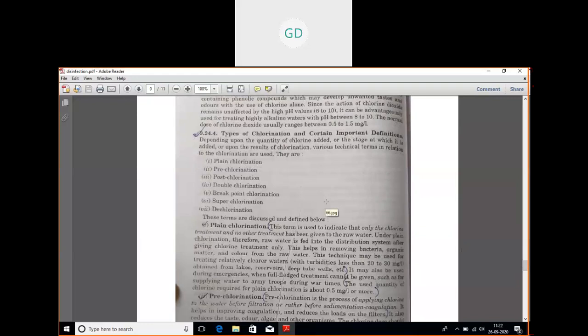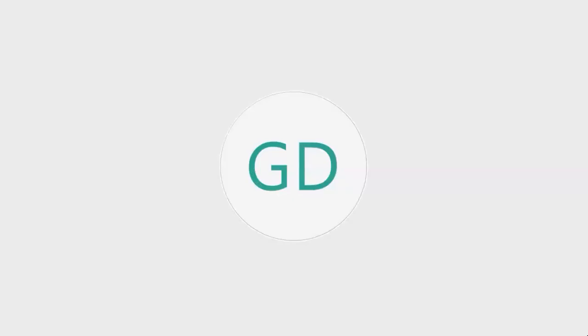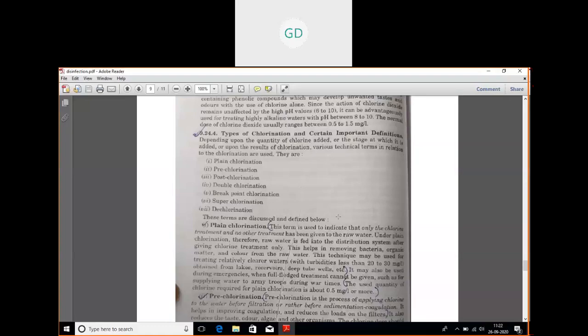There are 7 types of chlorination you see here. 7 points are written: plain chlorination, pre-chlorination, post-chlorination, double chlorination, breakpoint chlorination, superchlorination, and dechlorination. Okay, so we have to know what each of these definitions are. So number one is your plain chlorination.